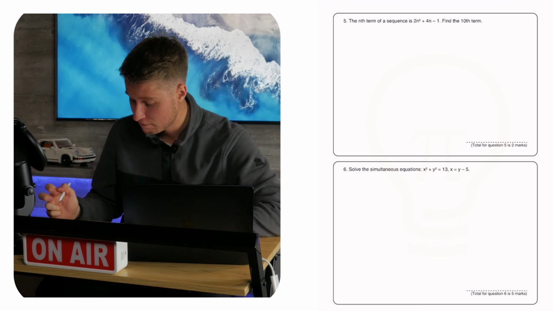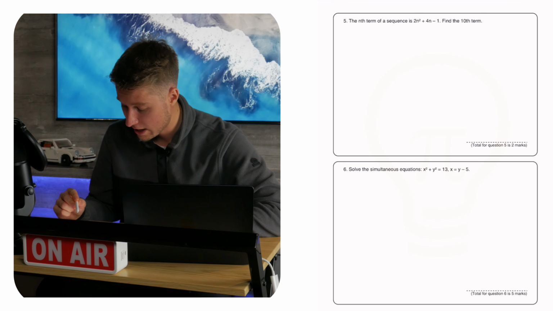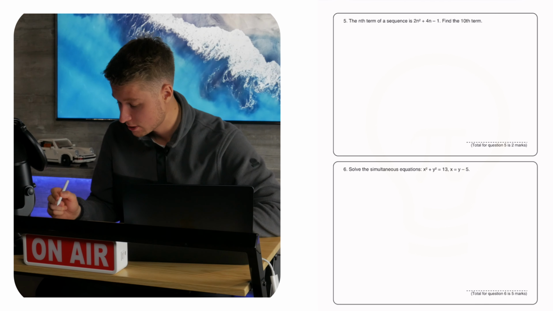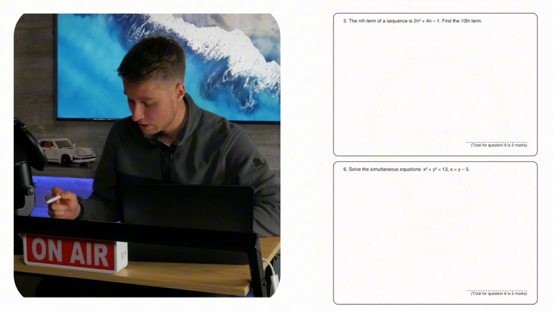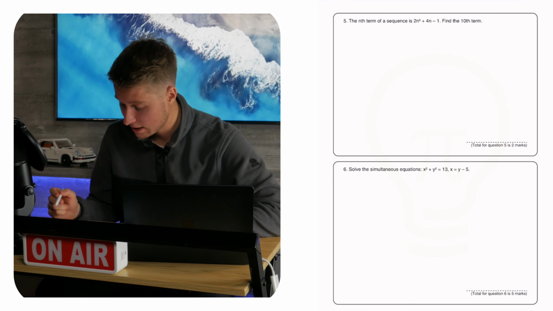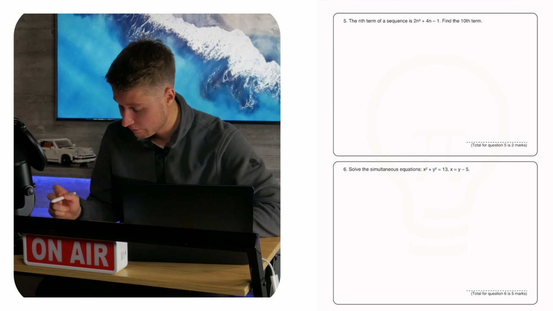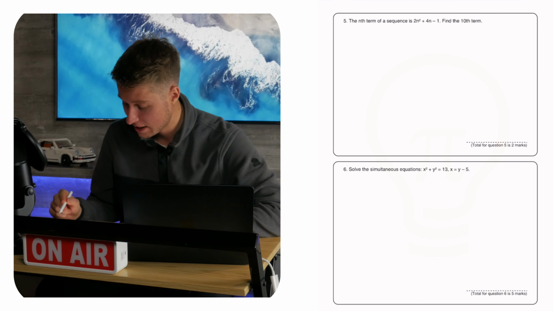The final question in part 1 of this video, we've got the nth term of a sequence is 2n squared plus 4n subtract 1, and we need to find the 10th term in this sequence. So whenever we're looking at the nth term, n always refers to the position at which a number lies in the sequence. So if we need to find out what the 10th term is in this sequence, we need to substitute in n equals 10.